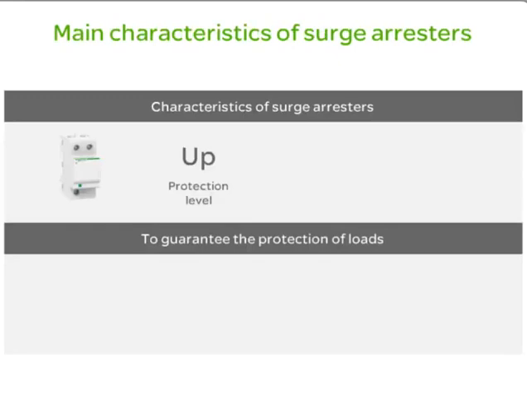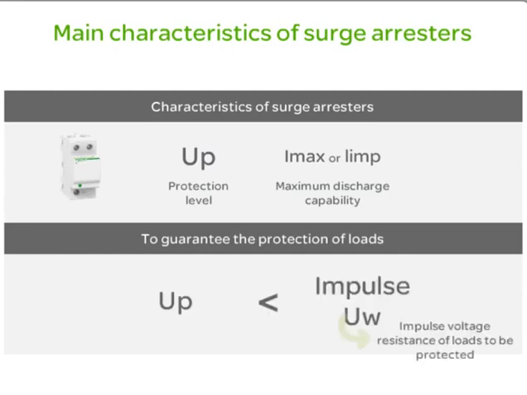Protection level Up is the voltage that characterizes the protection performance of a surge arrestor when impulse current In goes through it. To guarantee load protection against overvoltage, the protection level Up of the surge arrestor must be less than the impulse voltage Uw of the loads to be protected.